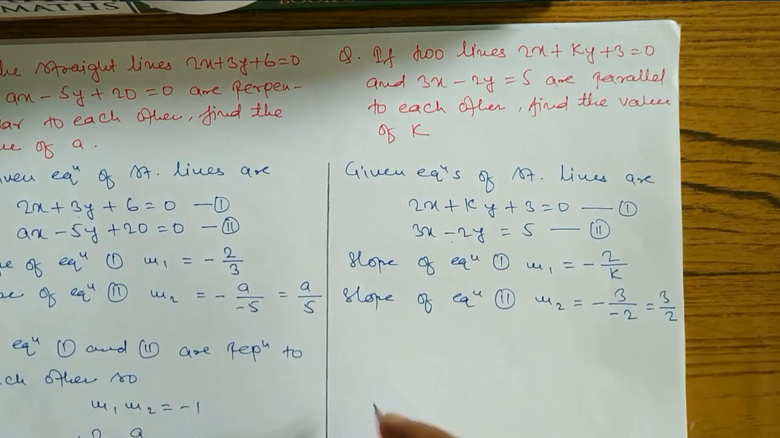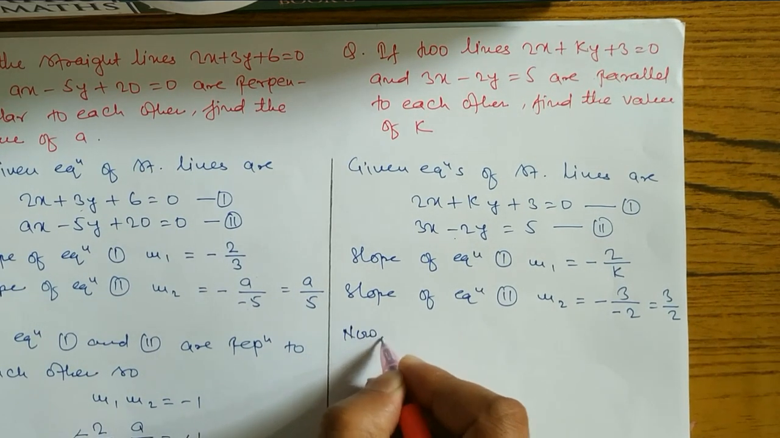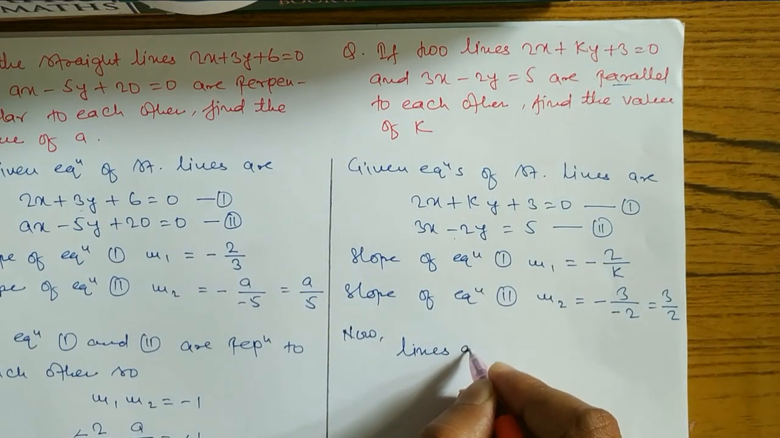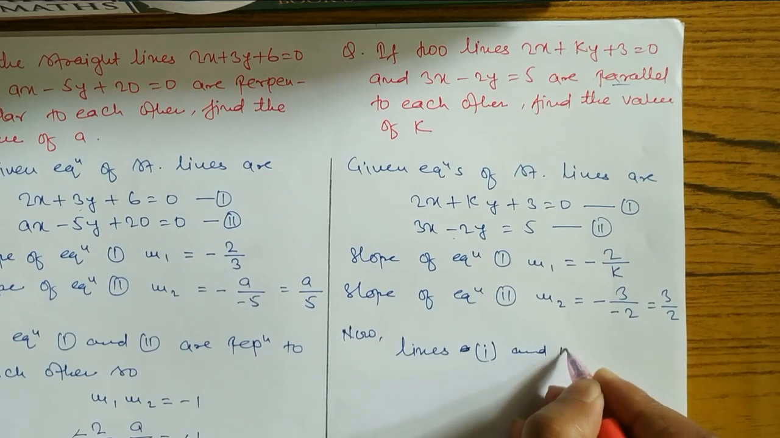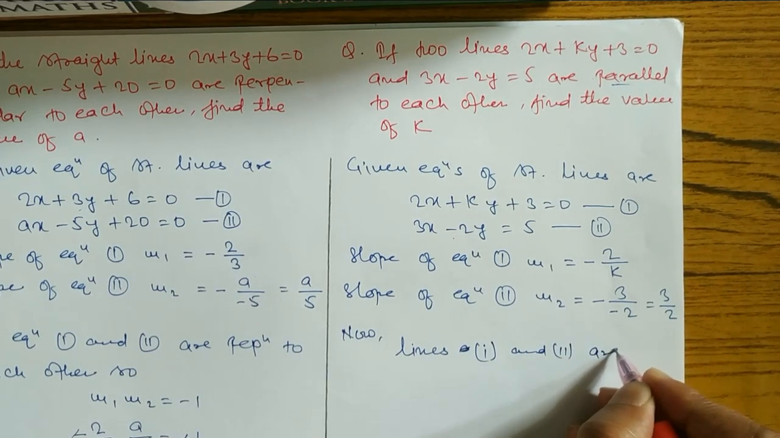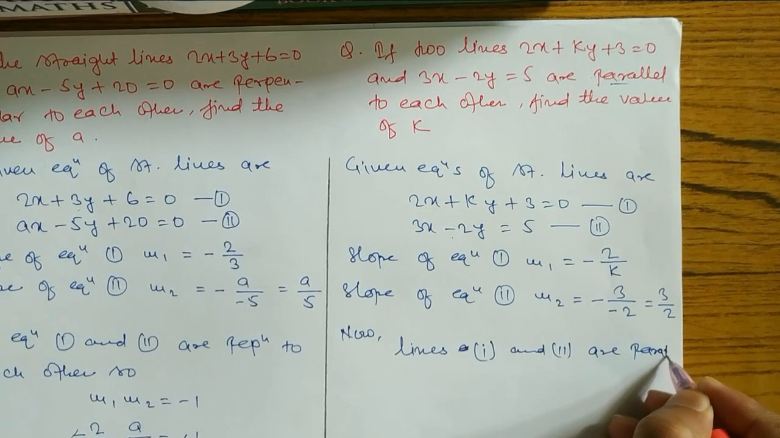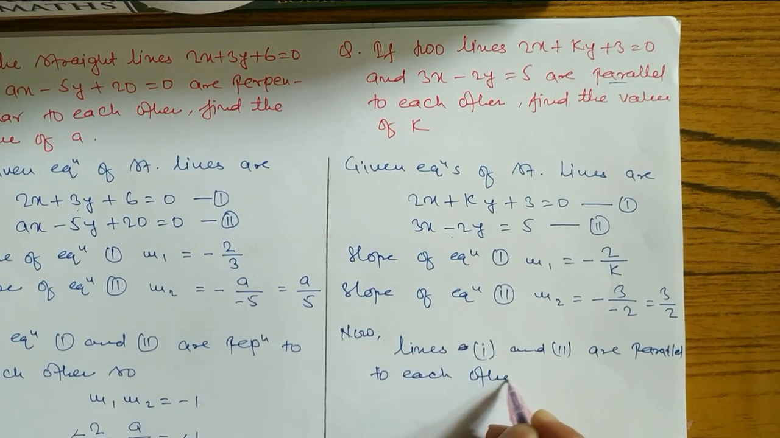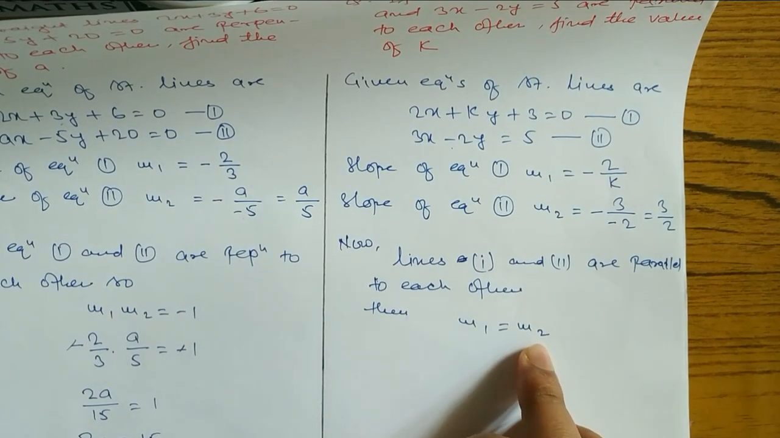So m2 is 3 by 2. Now what do we have to write down? The lines are parallel to each other. When two lines are parallel to each other, then the slopes are equal: m1 is equal to m2.